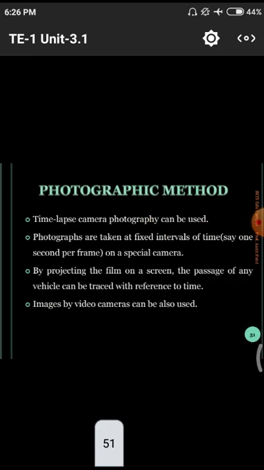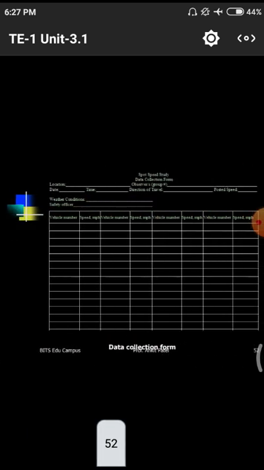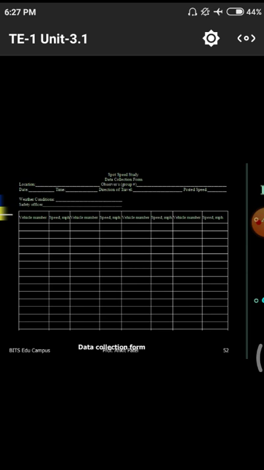Next one is the photographic method. In this method, they simply calculate the vehicular density and the speed of the vehicle by using a simple photographic capture mechanism. That means based on how many seconds it takes to capture those photographs, they get the speed the vehicle is maintaining. These are the calculation parts.